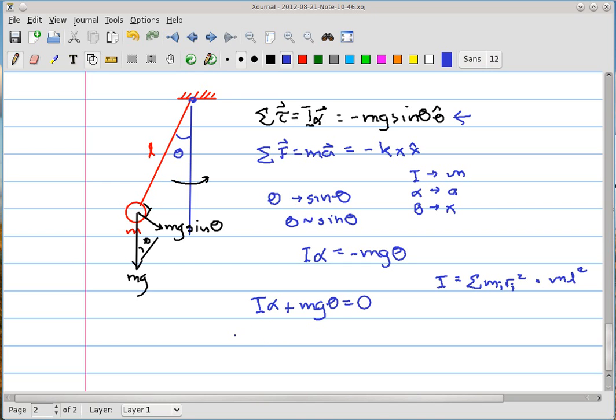So we can write mL squared times alpha plus mg times theta is equal to 0.